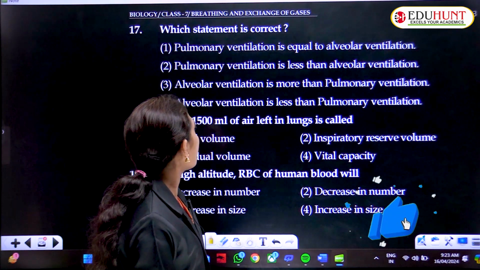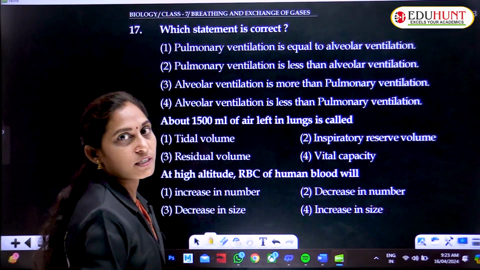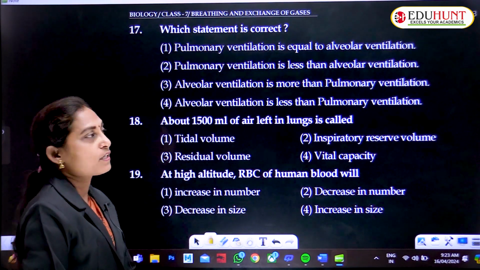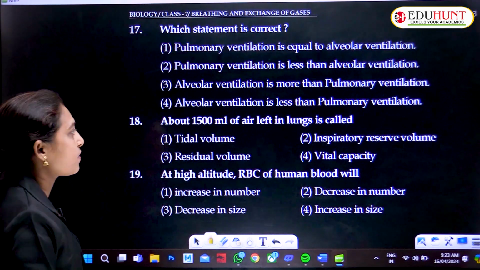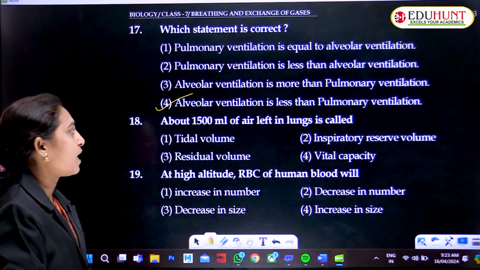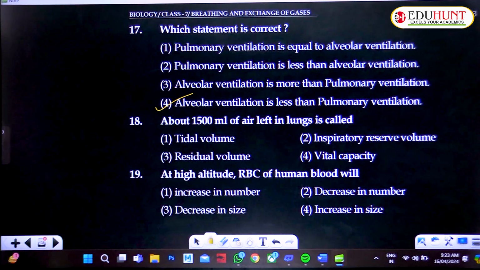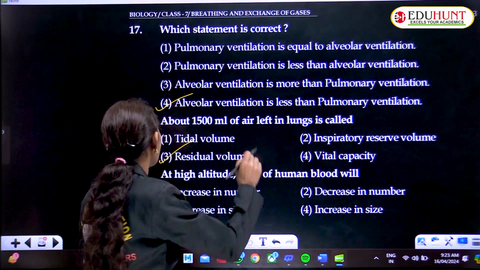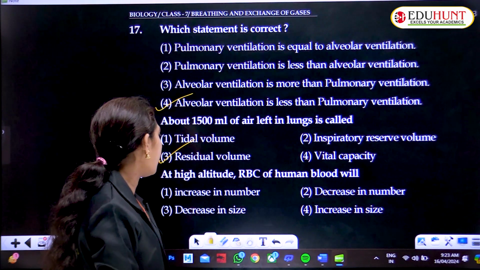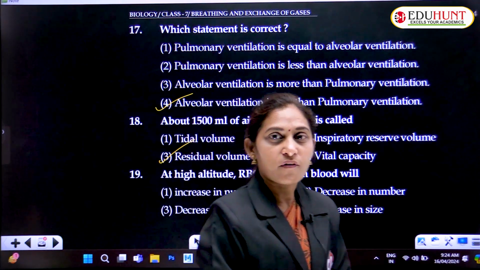Which statement is correct? Pulmonary ventilation is equal to alveolar ventilation? No. Pulmonary ventilation is less than the alveolar ventilation. Alveolar ventilation is more than pulmonary ventilation, or alveolar ventilation is less than the pulmonary ventilation. This is the correct option. About 1500 ml of air left in lungs is called residual volume.